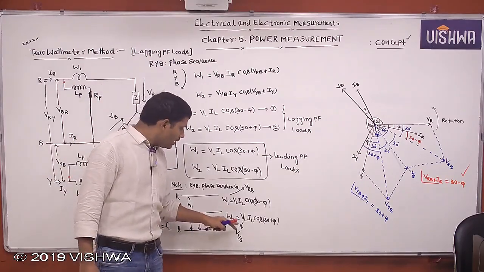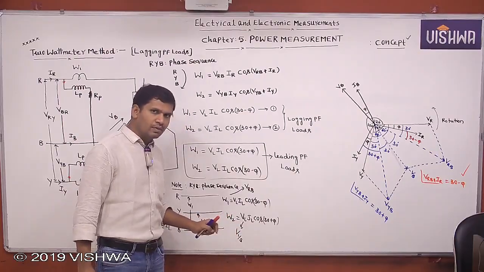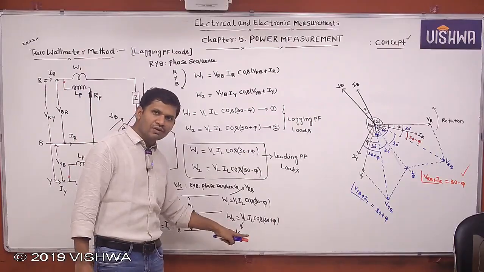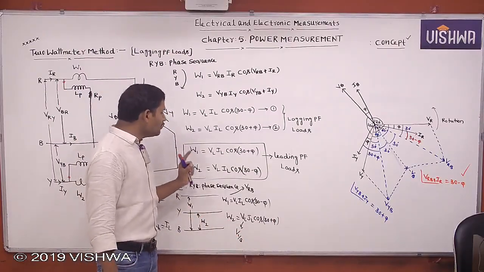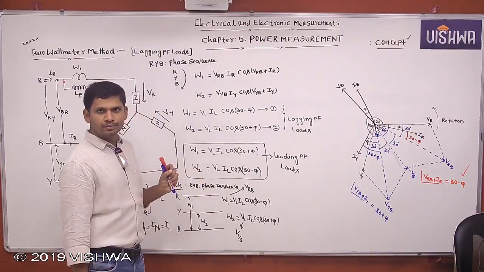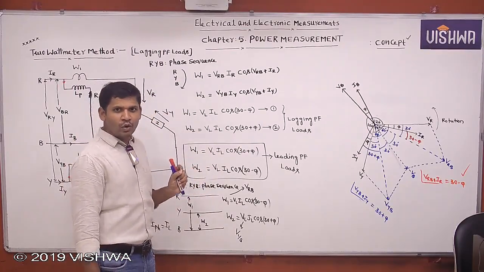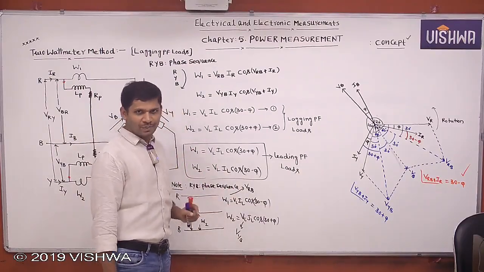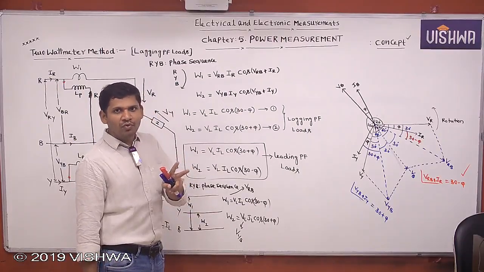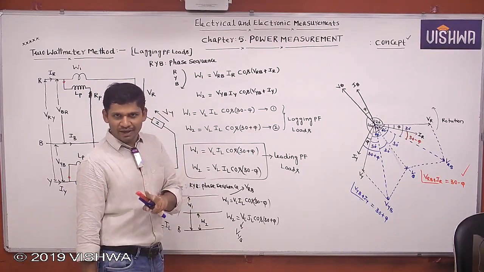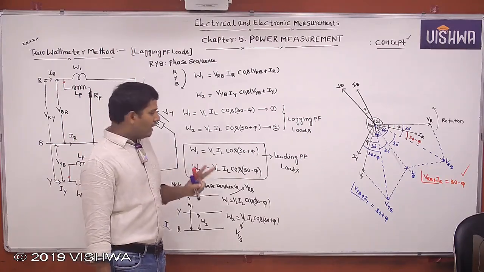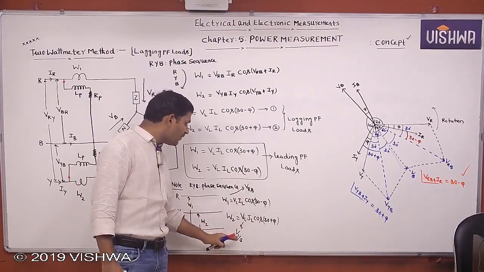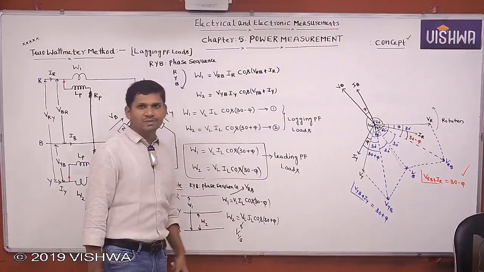Understood? Now, W2 is connected between Y and B. According to phase sequence, after Y, what are you getting? B. VYB. Phase sequence is followed. That means, for lagging power factor loads, this statement is important. For lagging power factor loads, if the phase sequence is not followed, then you get 30 minus phi. This concept is applicable for either the 2 wattmeter method or the 3 wattmeter method. If the phase sequence is not followed, you take 30 minus phi. If the phase sequence is followed, then you take 30 plus phi.